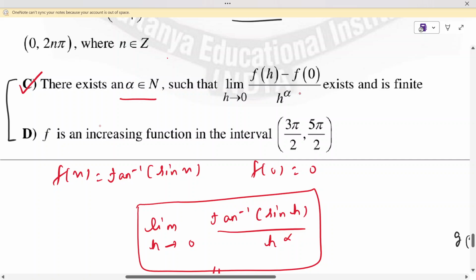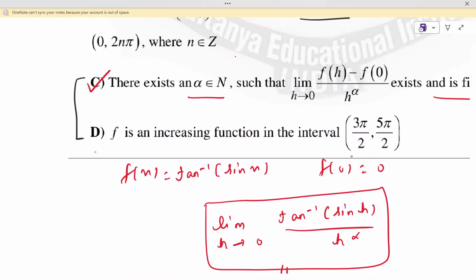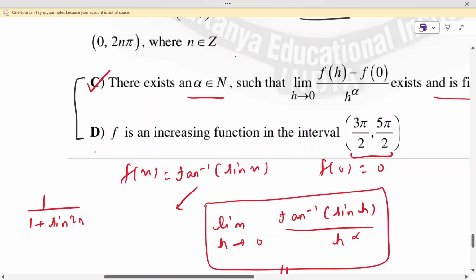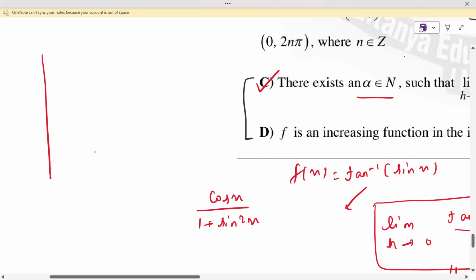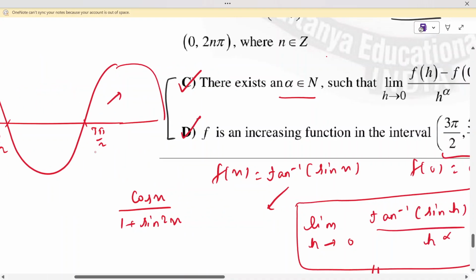Please correct me if there is any mistake in this. But this is fine, isn't it? Now another thing. It is an increasing function, so differentiate this function. So we have 1 over 1 plus sin squared x into cos x, right? Is cos x positive in this interval? Just to check. Pi by 2, 5 pi by 2. So in this interval it is positive, right? Increasing.